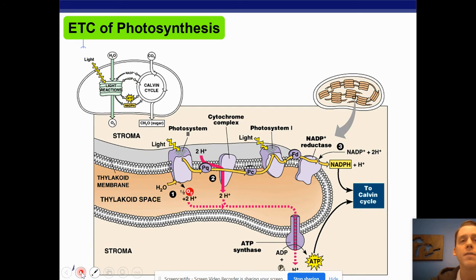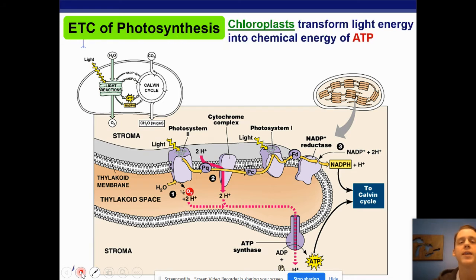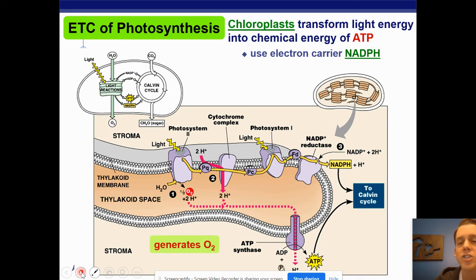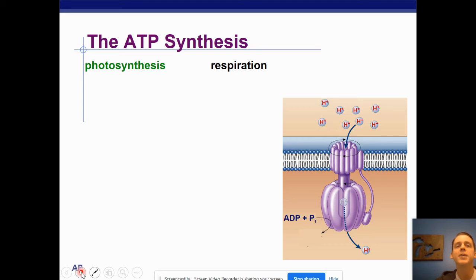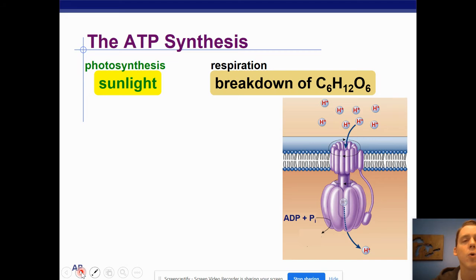All right. In photosynthesis, the electron transport chain is going to be found in the chloroplast. And it is going to transform light energy into chemical energy this time. So a little different. It's going to use the electron carrier NADPH. And it's going to generate oxygen. So the electron transport chain of photosynthesis is going to make O2. The ATP synthesis is going to operate in a very similar way. Of course, we are transferring energy from a different source, sunlight versus glucose.